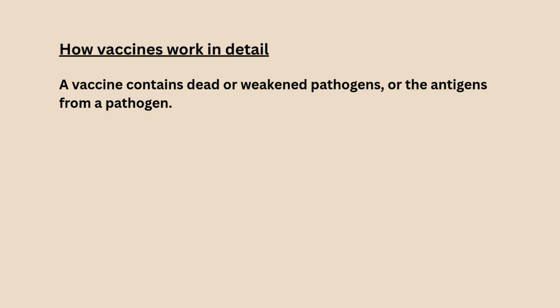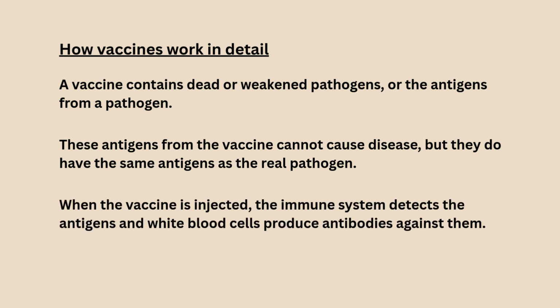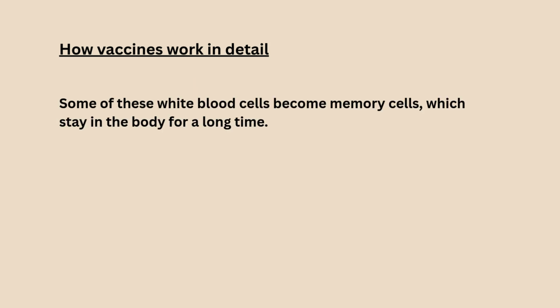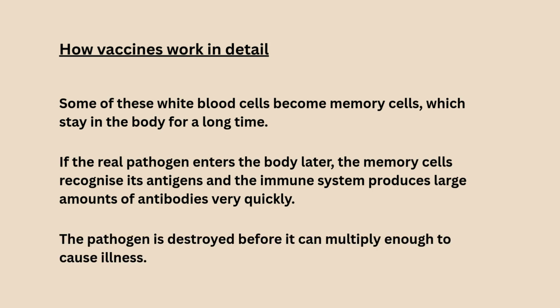How vaccines work in detail. A vaccine contains dead or weakened pathogens or the antigens from a pathogen. These antigens from the vaccine cannot cause disease, but they do have the same antigens as the real pathogen. When the vaccine is injected, the immune system detects the antigens and white blood cells produce antibodies against them. Some of these white blood cells become memory cells, which stay in the body for a long time. If the real pathogen enters the body later, the memory cells recognize its antigens and the immune system produces large amounts of antibodies very quickly. The pathogen is destroyed before it can multiply enough to cause illness.